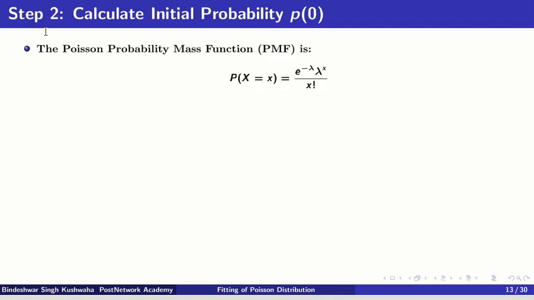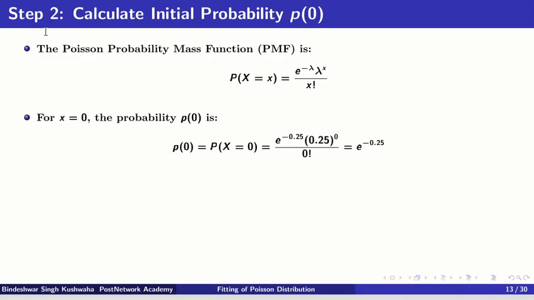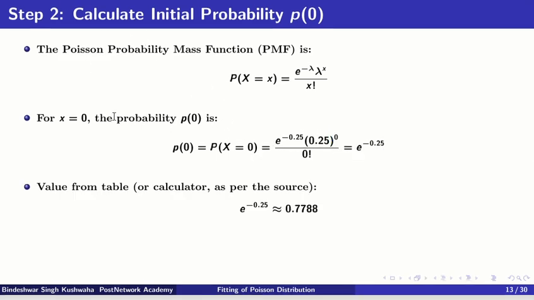Now the Poisson probability mass function is given as e raised to minus lambda, lambda raised to x, upon factorial x. So P0 we will get after plugging the value of x as 0, and that would be e raised to minus 0.25, because lambda's value was 0.25. So that is for P0.